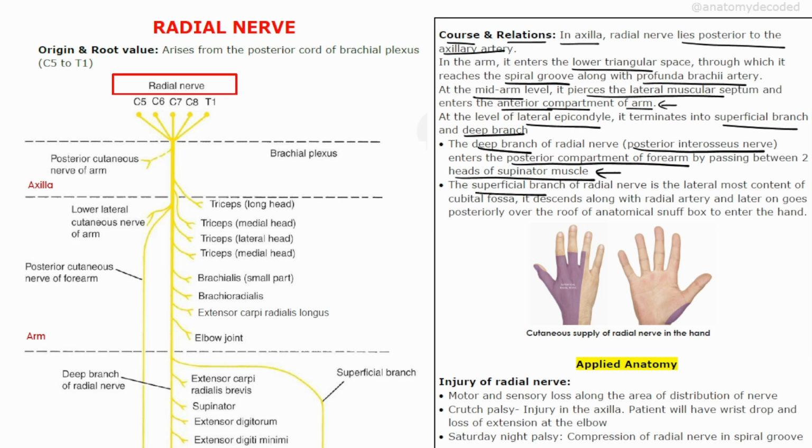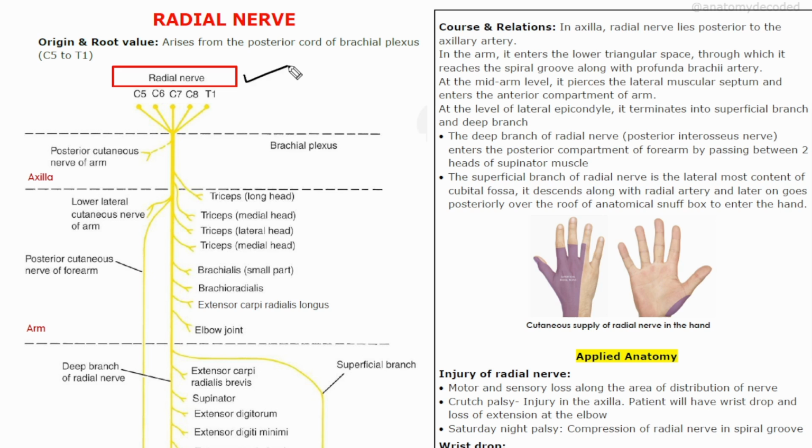The superficial branch of radial nerve is the lateral most content of cubital fossa, as we all know. It descends along with the radial artery, and then later on it goes posteriorly over the roof of anatomical snuff box. This area here is referred to as anatomical snuff box. It is present in the roof of anatomical snuff box, and then it enters the hand to supply the dorsum of lateral 3.5 fingers, excluding the areas which are supplied by the median nerve. These areas are supplied by median nerve, so that's why they are not shaded. These purple colored areas all are supplied by radial nerve.